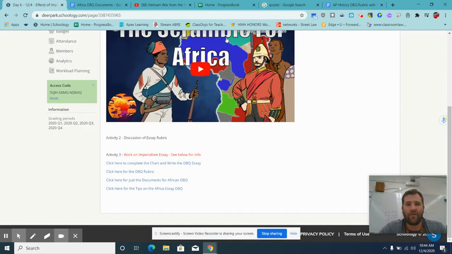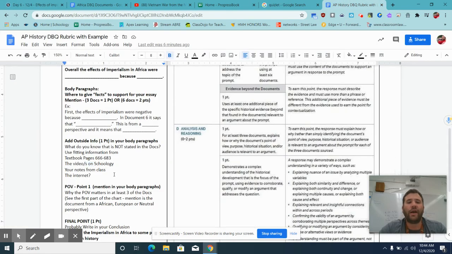This one, The Scramble for Africa, gives you plenty of good information about what happens in Africa. You can mention from that document. We took notes on it in class. Do a Google search on the internet. The internet would probably be the last on my list because you can get lost in all that information. But add some outside information. Mention something that was not quoted in the documents, such as the Berlin Conference of 1884, 1885, the Zulu War, whatever. Find something that is not stated in the documents, and boom, there's your points. That's 5 out of 7.